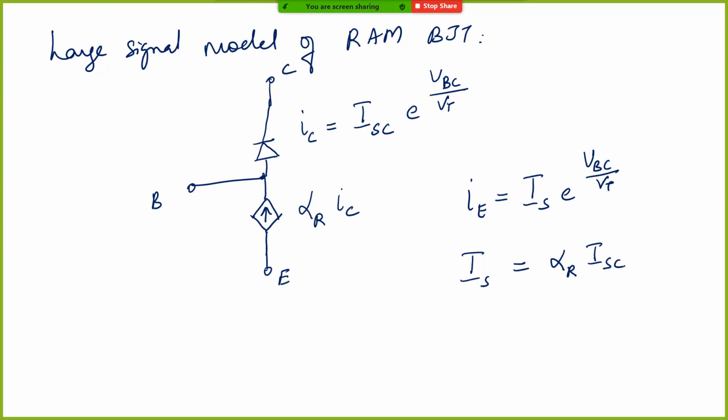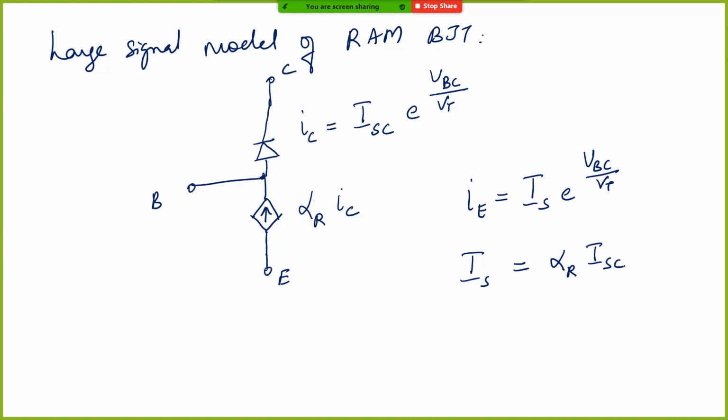Okay, no doubts. Wonderful. Sir, I don't have a doubt in reverse active mode, but I'm confused about the actual meaning of large signal in this large signal model. Can you give an example of how it is different from small? Okay, if you wait for some more classes, you will get a clearer picture.